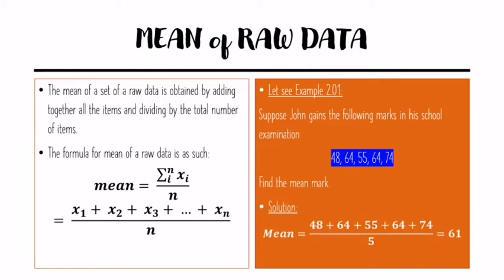Solution: mean equals the summation of these 5 data divided by the number of the data. So in this case, 48 plus 64 plus 55 plus 54 plus 74 divided by 5, because there are 5 marks. And then we will get the mean is 61. This is how we calculate mean for raw data.